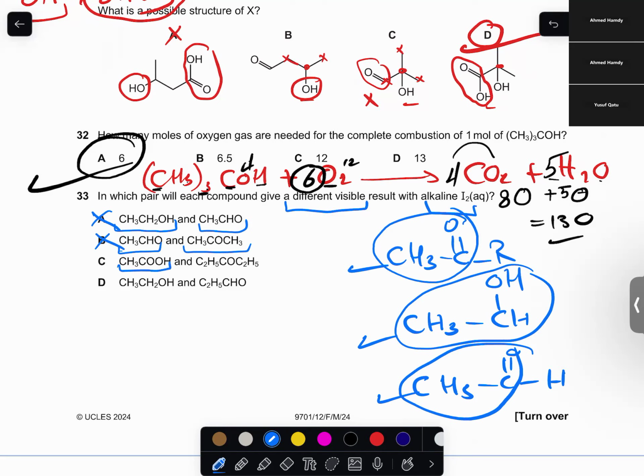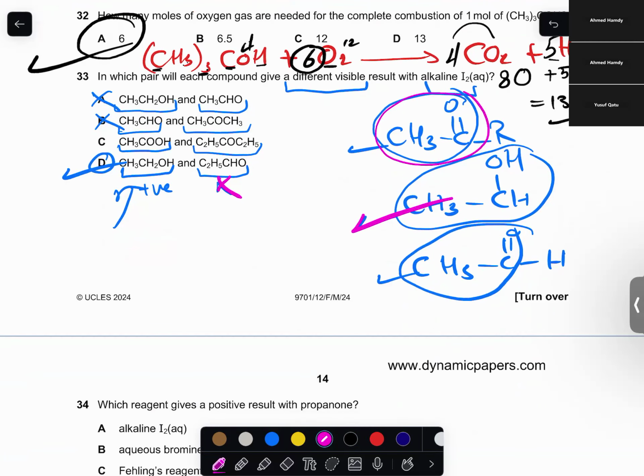In this pair, both CH3CO compounds give results because both contain the group. This one doesn't give a visible result because it's a carboxylic acid, and this one also doesn't because it doesn't contain CH3CO at the beginning. This is pentanone, which doesn't contain it. This one gives a positive result, and this one doesn't. So D gives two different results because this one contains the methyl ketone group at the beginning, but this one doesn't.